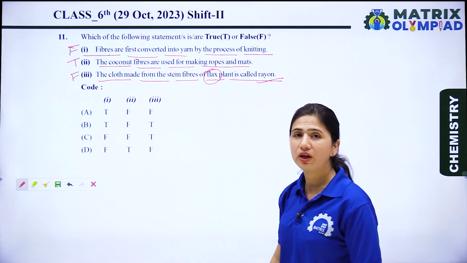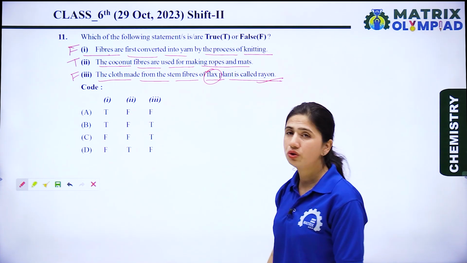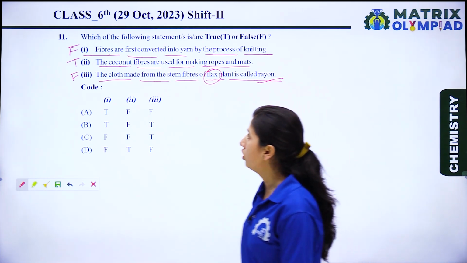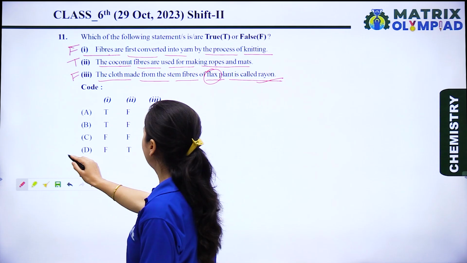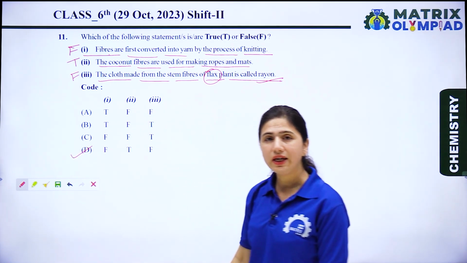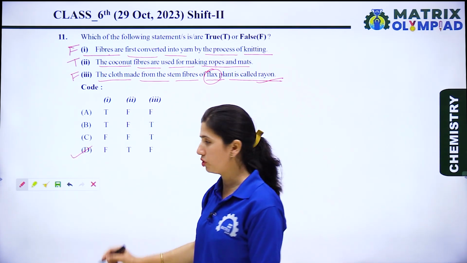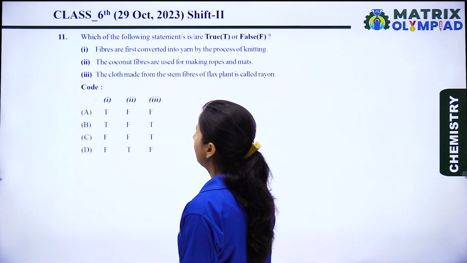So the first statement is false, the second is true, and the third is false. So false, true and false means option D is the right option for this question. Now let's see the next question.